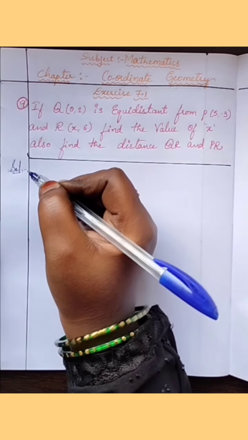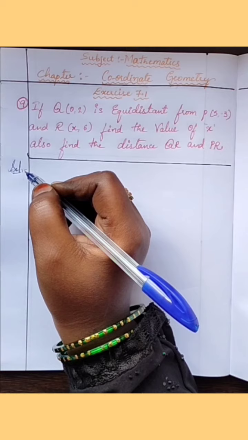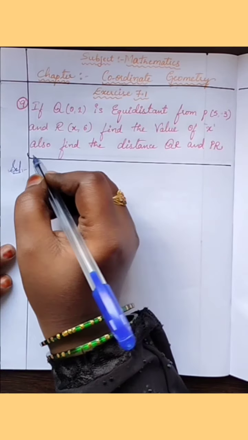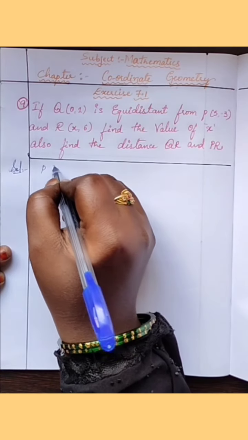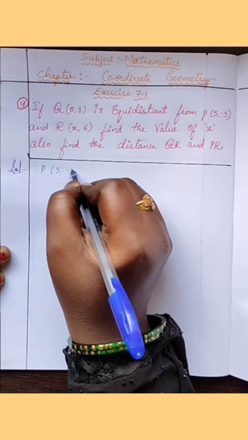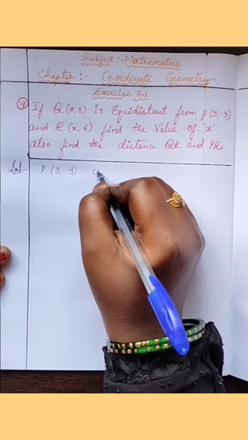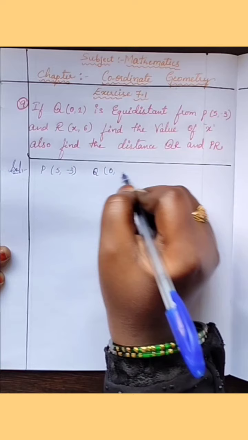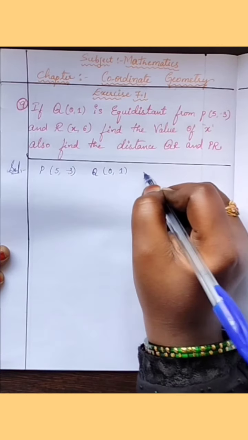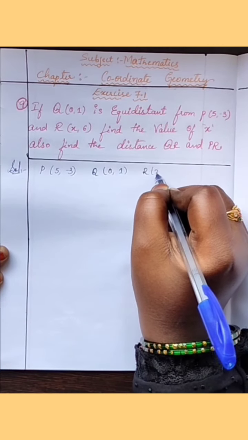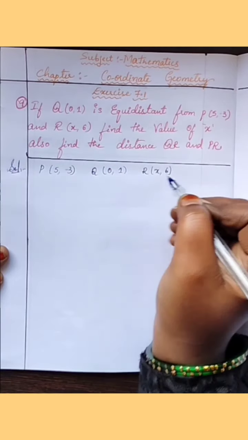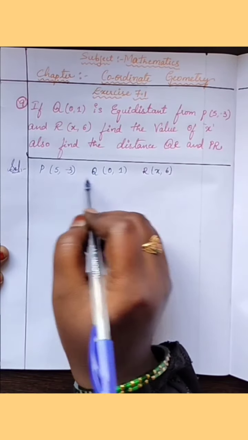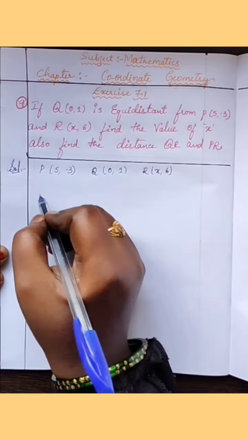Solution. Write down first what data has been given. What's the P value? P equal to (5, -3). Q value is (0, 1) and R value is (x, 6). Now, first find the distance between the points P and Q.